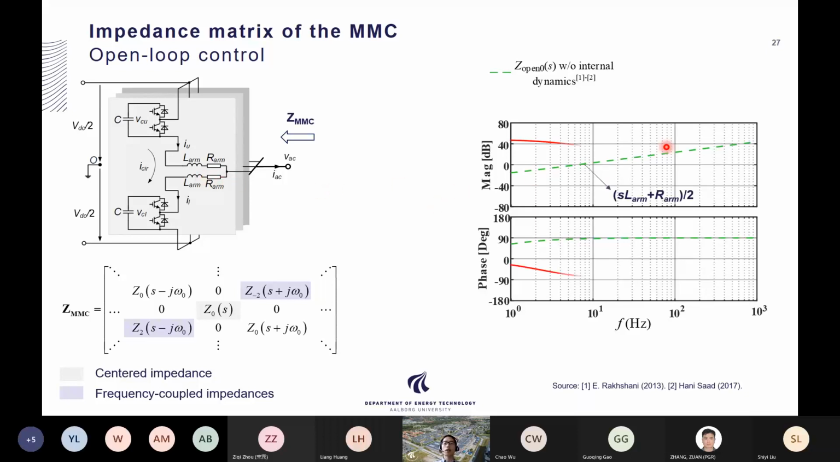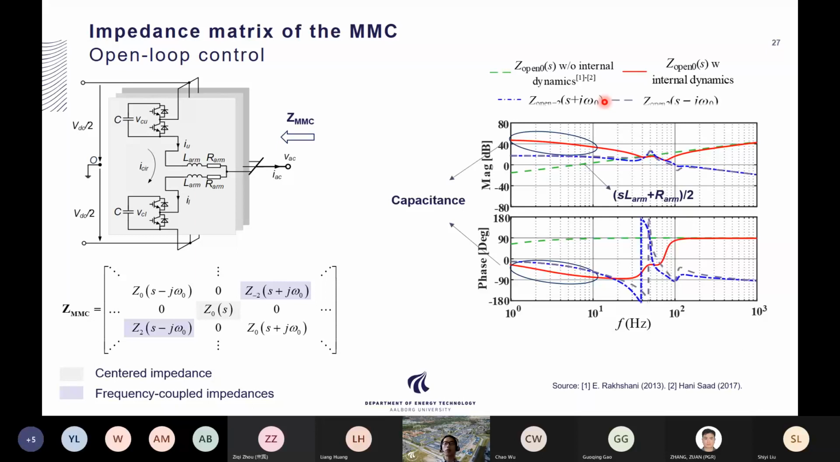But actually, if we consider this internal dynamics, let's say the capacitor voltage ripple of the MMC, we can see something very interesting: the open loop impedance of the MMC in the low frequency range has a capacitive behavior. You can see that its phase angle is close to minus 19 degrees, which shows a capacitive behavior instead of inductive behavior. That is a unique feature of the MMC, which is quite different from the two-level voltage source converter. So here we see the significant impact of internal dynamics. That is why it is important to consider it.